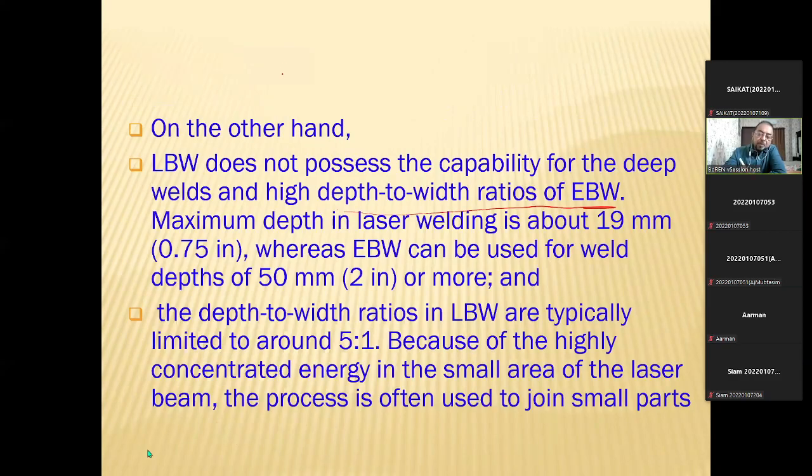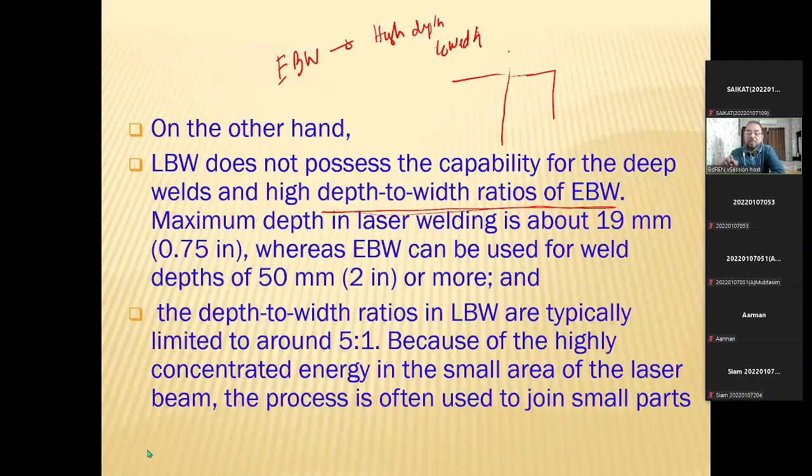Electron beam welding has a high depth to width ratio. What do you mean by depth to width? See, these are the two materials we are going to weld. If the depth is d, that is the part that will be welded, and there is the width of the weld. So in electron beam welding, d by w is higher than in laser beam welding.